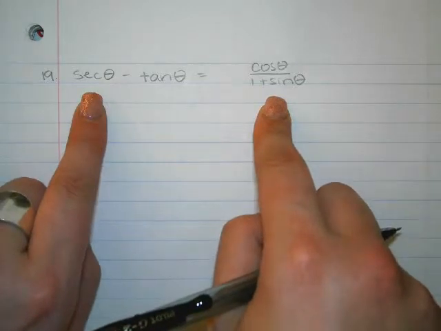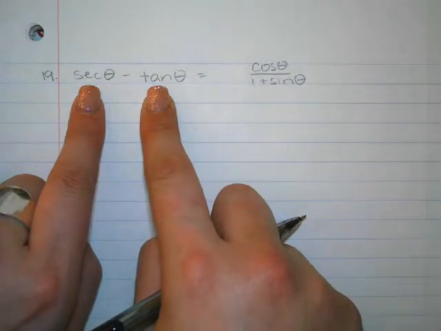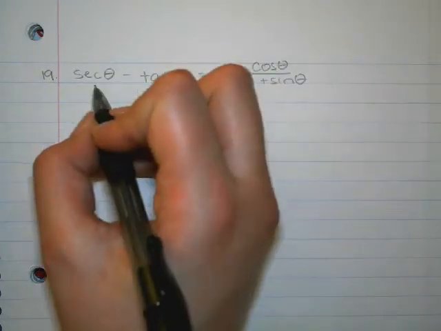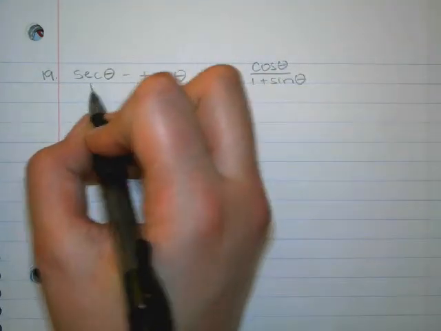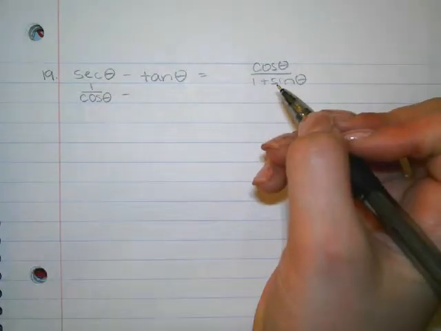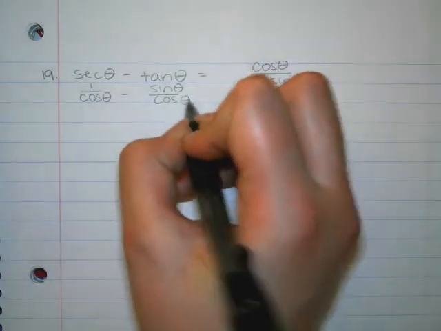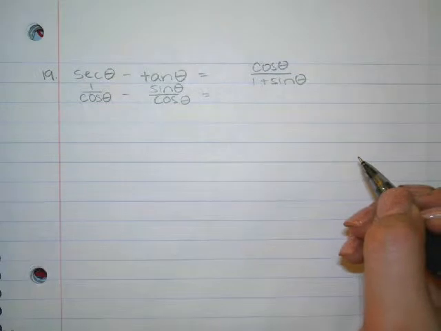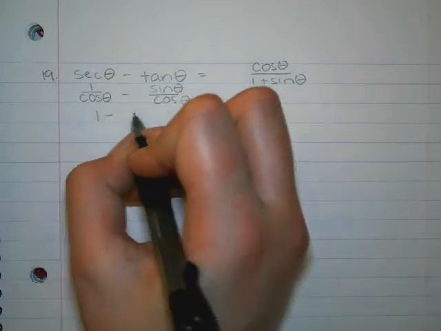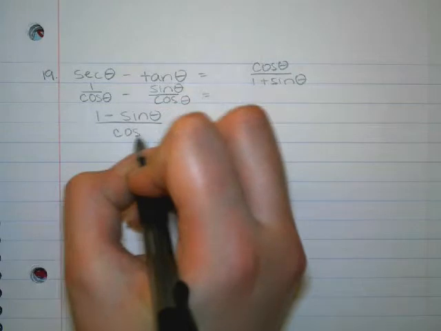So the first thing we're going to do is take the left side and get it in terms of sine and cosine so that we have like terms with the right side. For secant, I'm going to change that to 1 over cos. And for tangent, I'm going to change it to sine over cos. And what do you notice already? It has that common denominator. So I'm going to say this is 1 minus sine, all divided by cos.